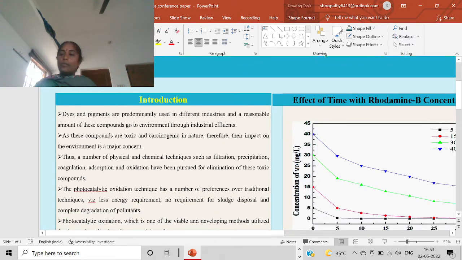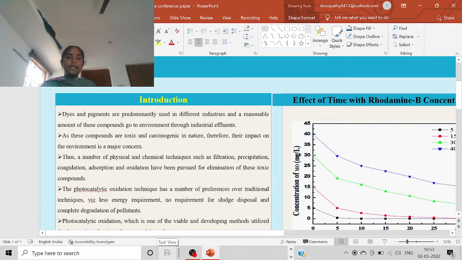Dyes and pigments are predominantly used in different industries, and a reasonable amount of these compounds go to the environment through industrial effluents. As these compounds are toxic and carcinogenic in nature, their impact on the environment is a major concern.